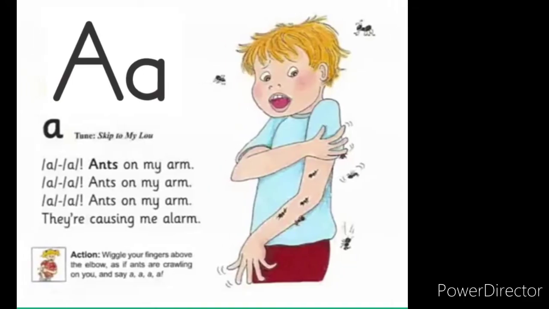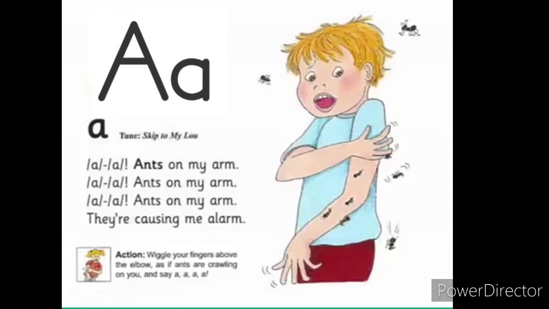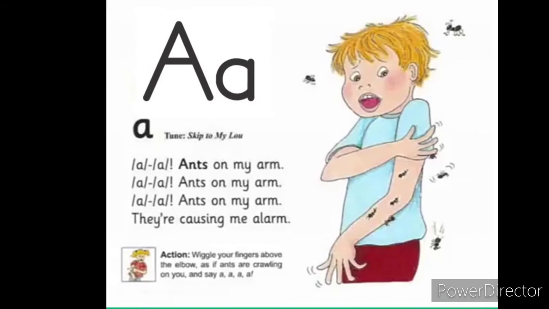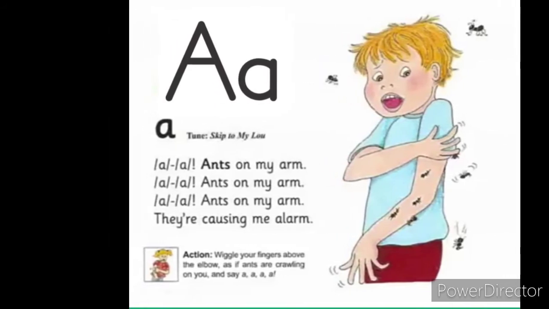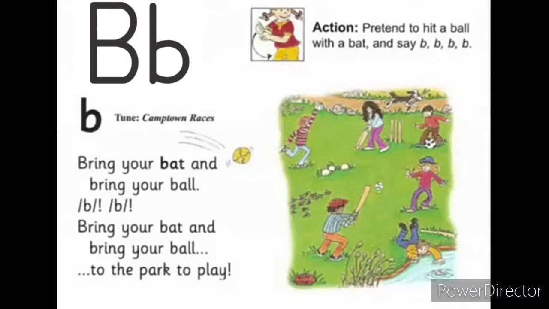This is alphabet A. A, ants on my arm. A, ants on my arm, they're causing me alarm. This is alphabet B. Bring your bat and bring your ball to the park to play.